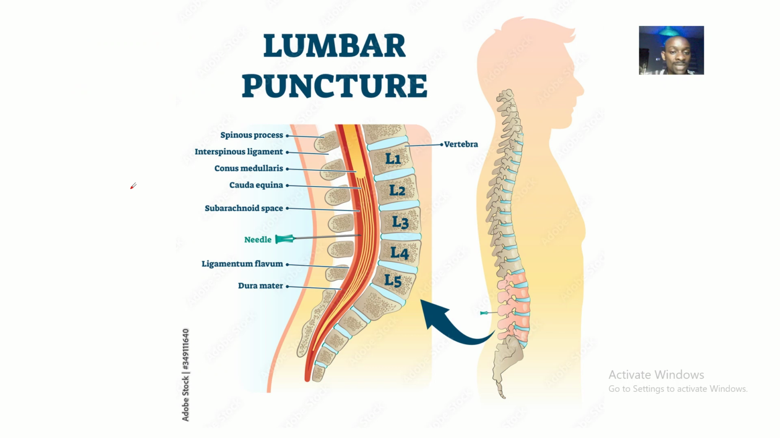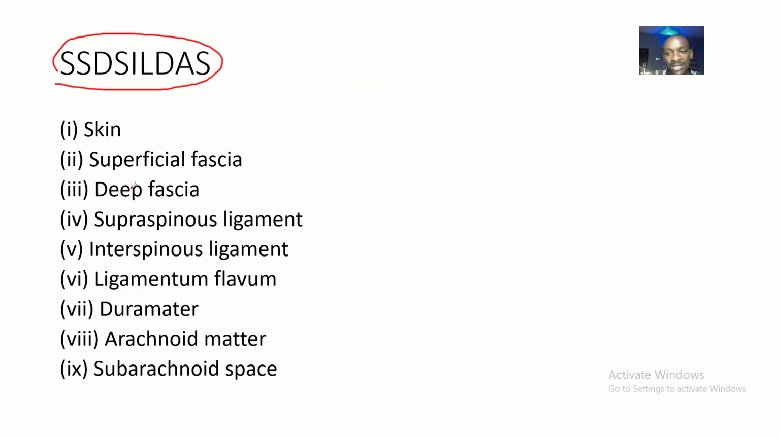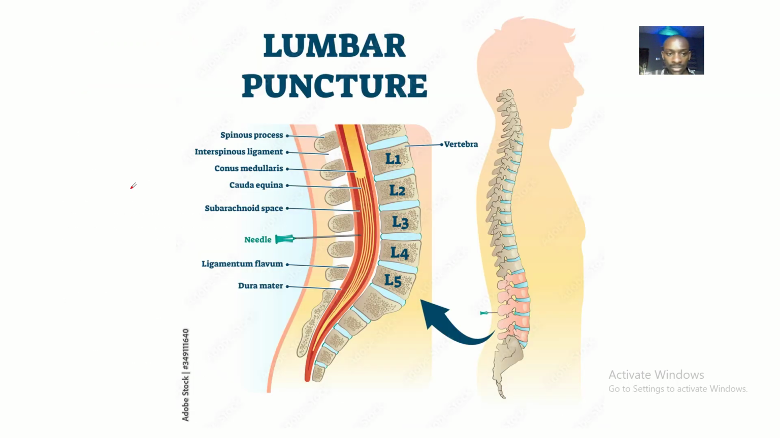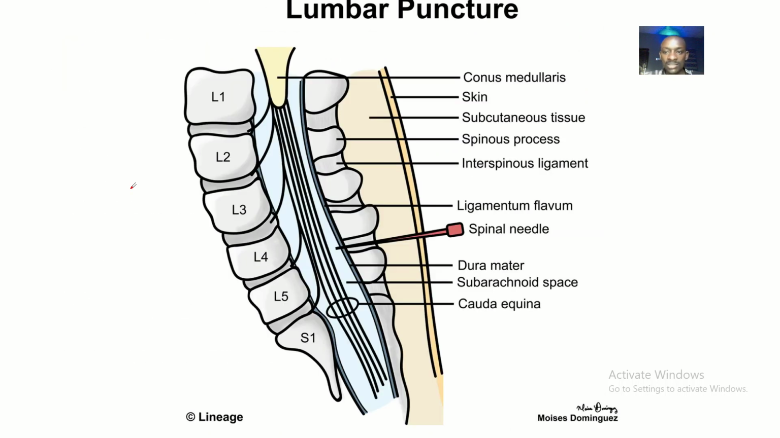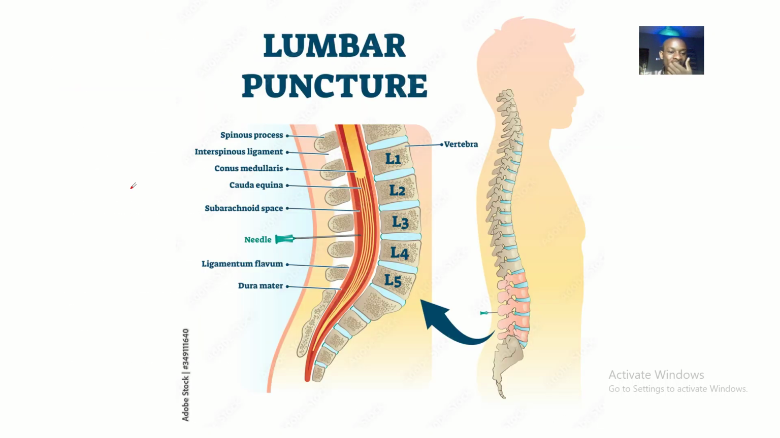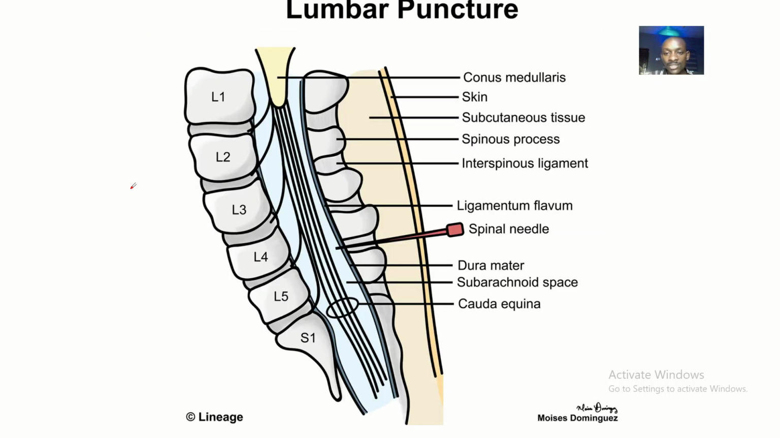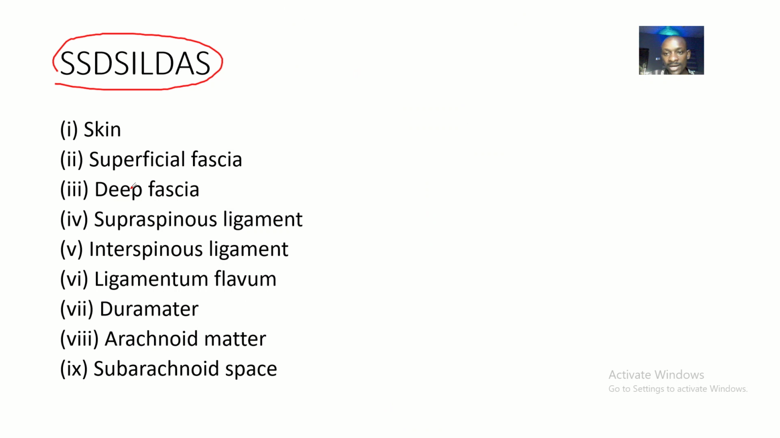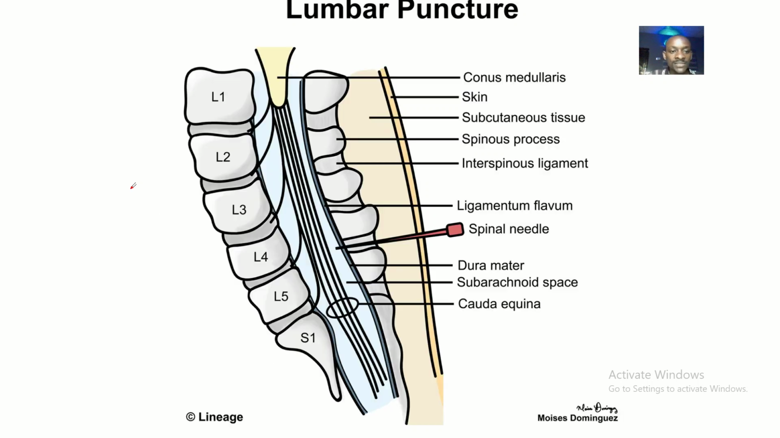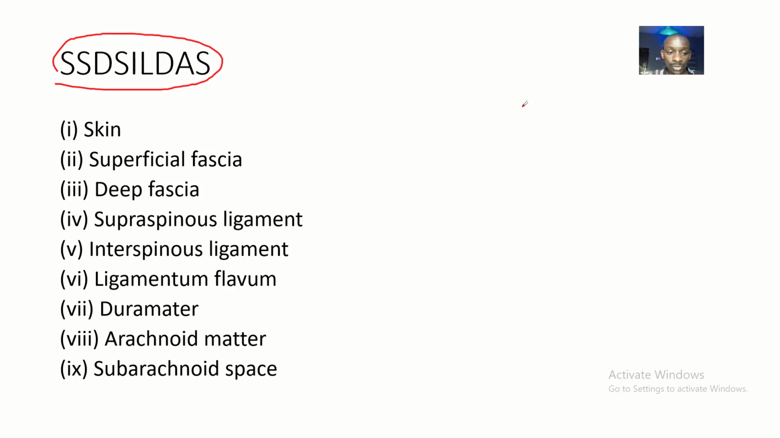Now let's look at this image and see which ones we can actually relate to. I prefer using this image, okay? This image was naming all the other parts, but this one is more about the layers. So we have skin and superficial fascia. This is skin, and superficial fascia is also called subcutaneous tissue, okay?